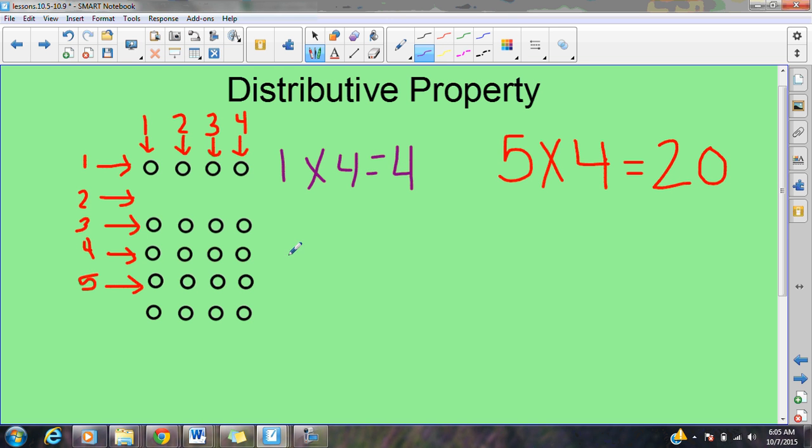And then I could take this group, which is 4 rows times 4 columns, and I could get 16. And when I add 4 plus 16, I get 20.